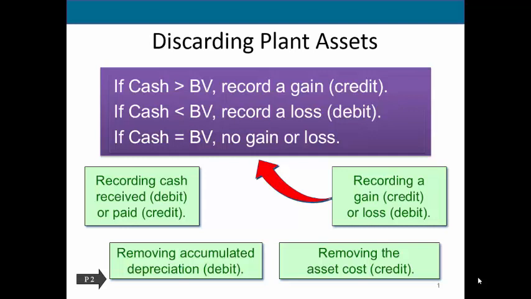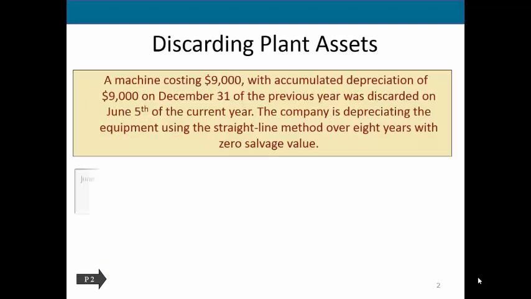You can keep in mind that a gain works very similarly to revenue. A gain is not revenue, so don't call it revenue. But to help you remember the rules for gains and losses, remember that a gain increases with a credit, the same way revenue increases, and a loss increases with a debit, the same way you would record an expense. So then if the cash or whatever it is you get is less than the book value of the asset that you're getting rid of, you would be recording a loss. If the value of what you get and what you give up is equal, then there would be no gain or no loss.